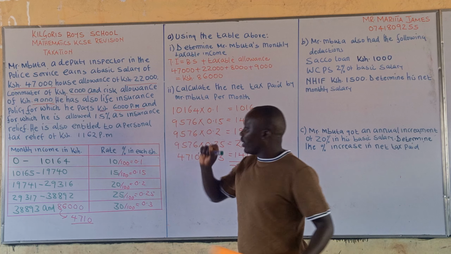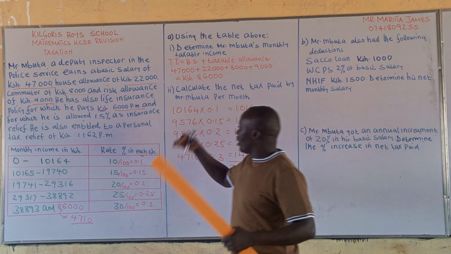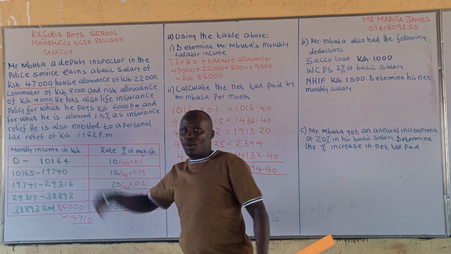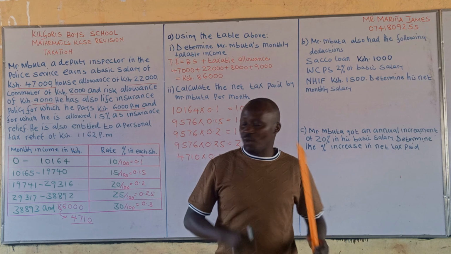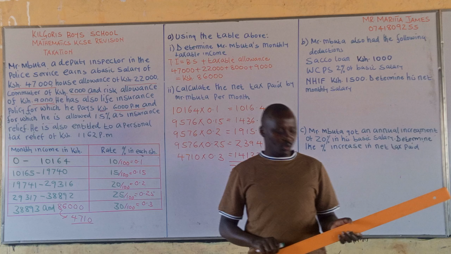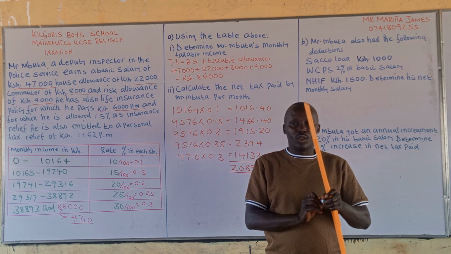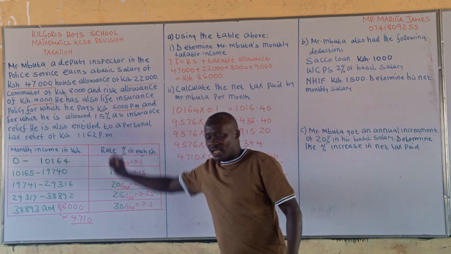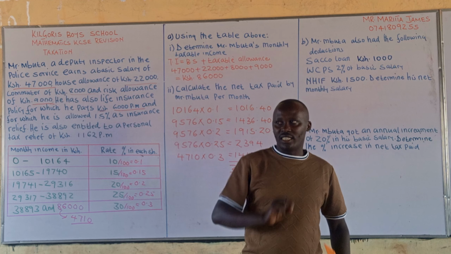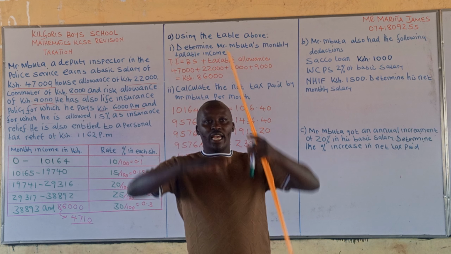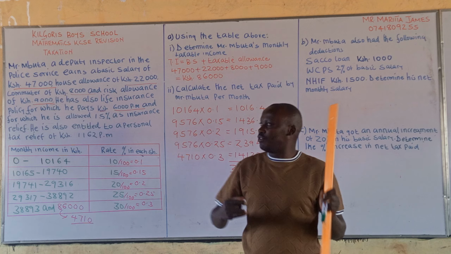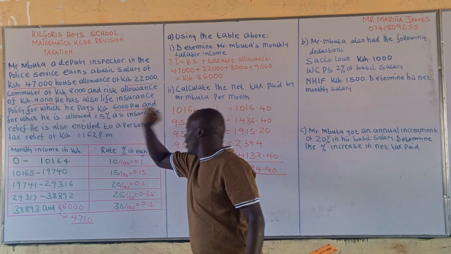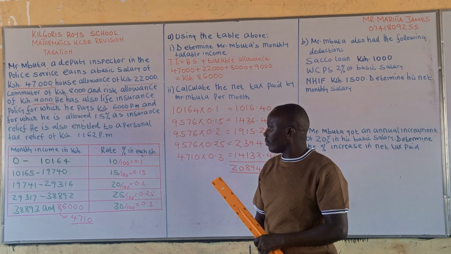Apart from the insurance relief, he has a personal relief of 1,162. So we have the two reliefs here: a personal relief of 1,162, and a life insurance relief of 15% of 6,000.